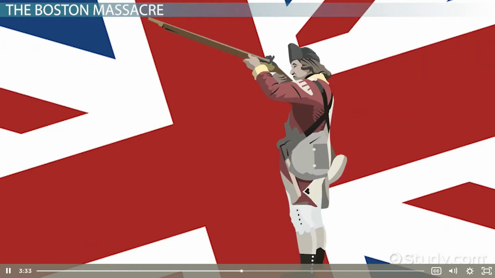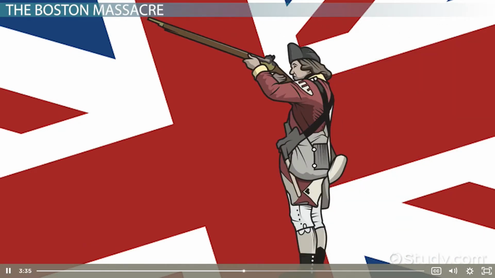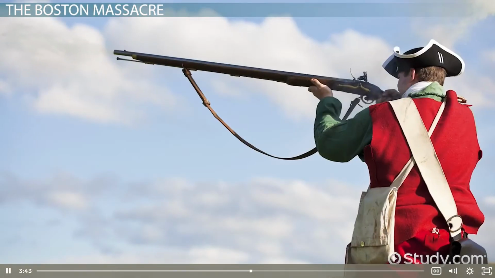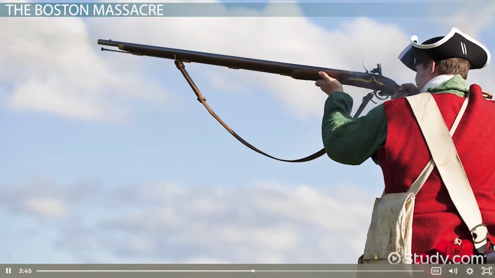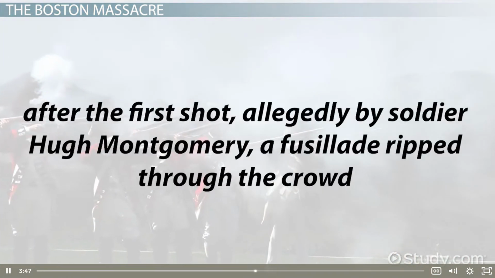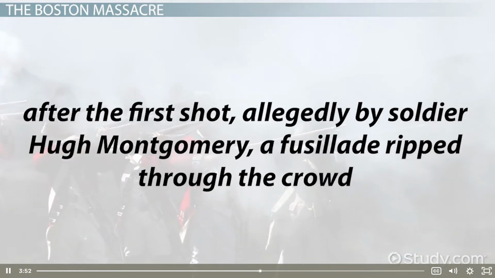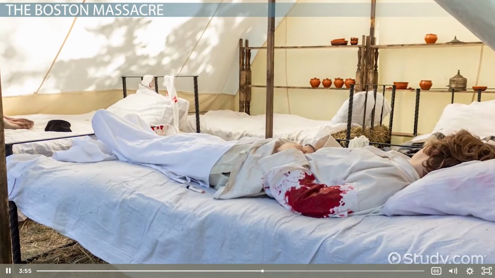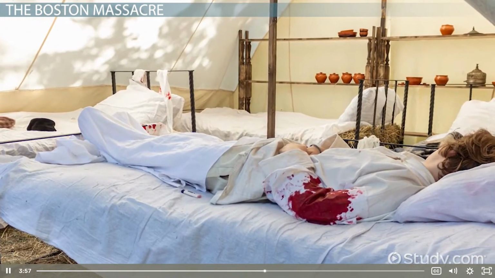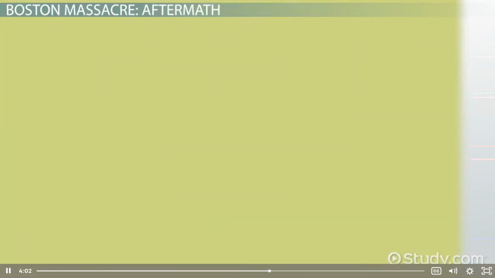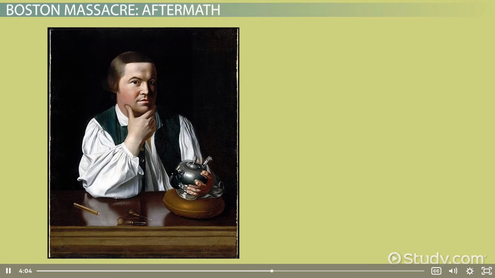Hugh White somehow managed to get the message out that he needed help, and additional British soldiers arrived. They formed a defensive wall in front of the customs house. It is unknown whether the first shot from the British was intentional or not, but after the first shot, allegedly by soldier Hugh Montgomery, a fusillade ripped through the crowd. By the time the firing stopped, the colonists had to contend with many wounded survivors, and in the end, 5 of the colonists died.